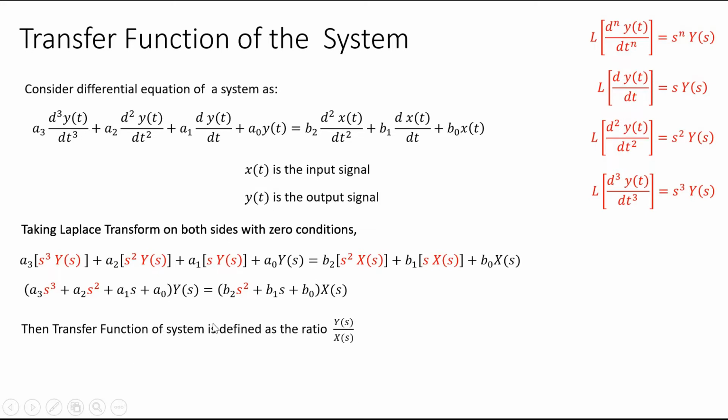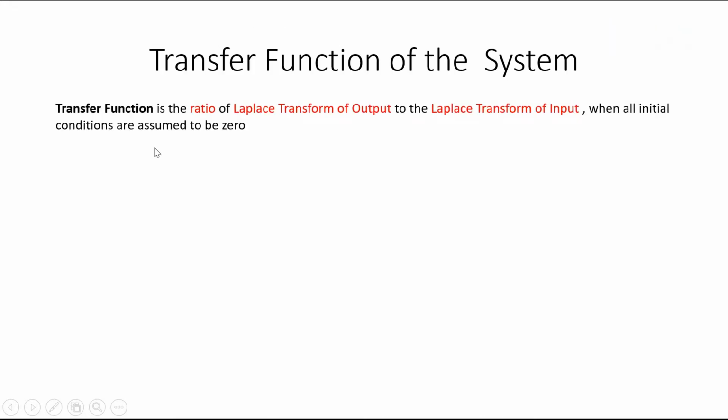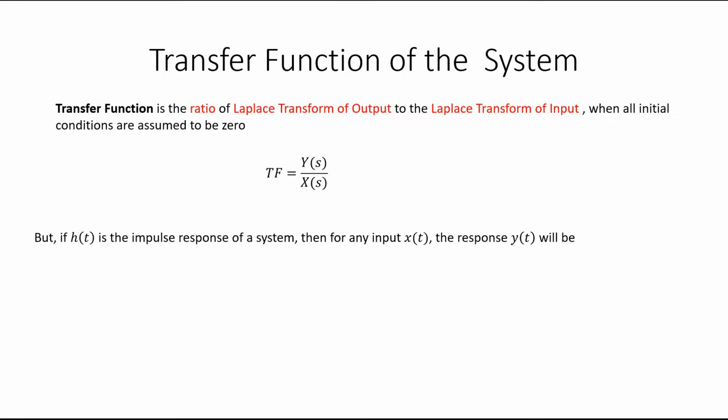So from this it will be b2 s square plus b1 s plus b0 divided by a3 s cube plus a2 s square plus a1 s plus a0. So this is the transfer function y of s by x of s. The transfer function is defined as the ratio of the Laplace transform of the output to the Laplace transform of the input when all initial conditions are assumed to be 0. TF equals y of s by x of s.